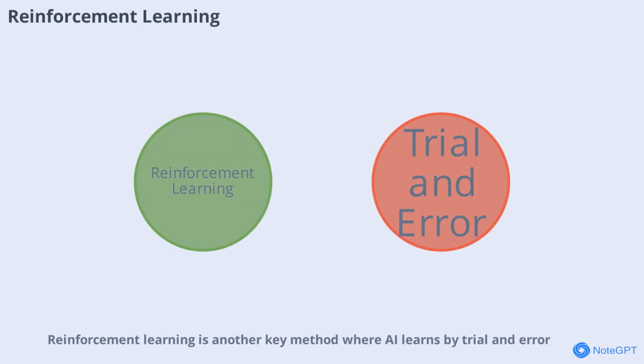Reinforcement learning is another key method where AI learns by trial and error. It receives rewards or penalties based on its actions, gradually improving its performance. This approach is often used in game-playing AIs and robotics.